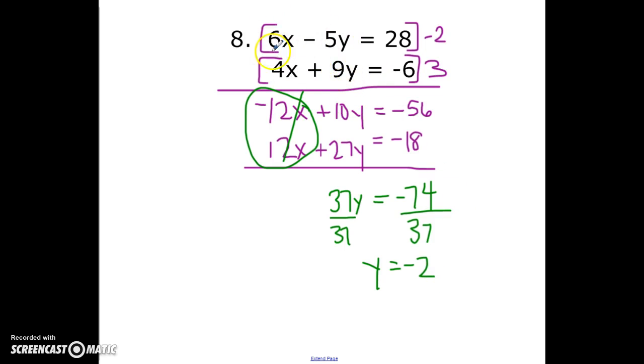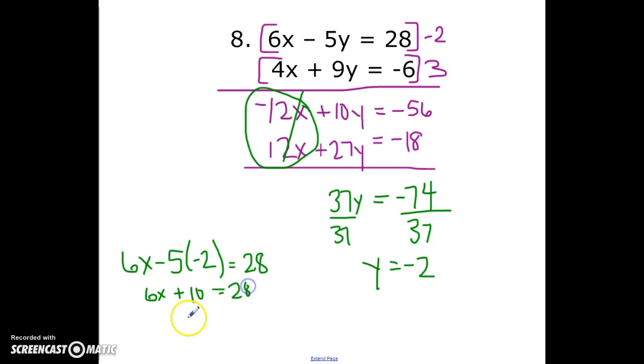And then pick one of the original equations. I'm going to use that top one. 6x minus 5 times -2 equals 28. 6x plus 10. Subtract 10 from both sides. 6x equals 18. X equals 3. So we have 3, -2.